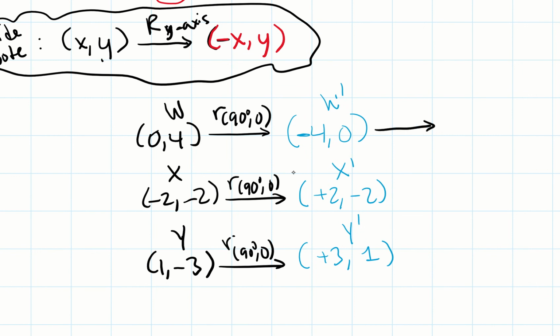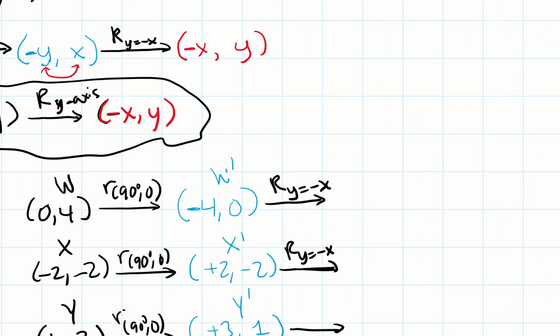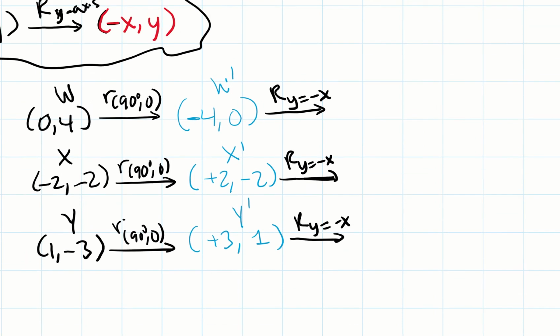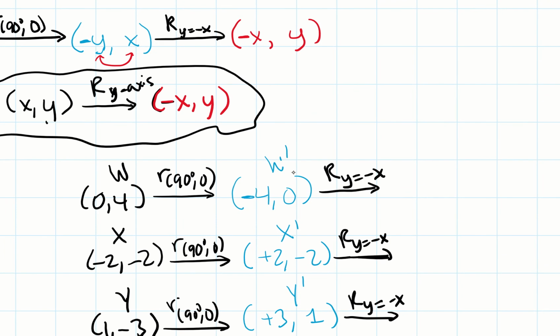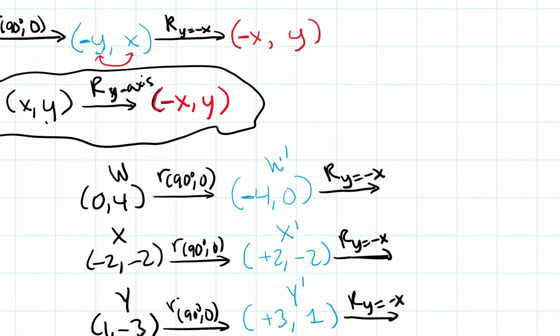Now next, we're going to do the second transformation, which is a reflection about y equals -x. I want to verify that it does say -x. It does, okay. All right, so using that rule, basically you switch the two numbers, and then the first one changes sign. So you switch them, the first one changes sign.